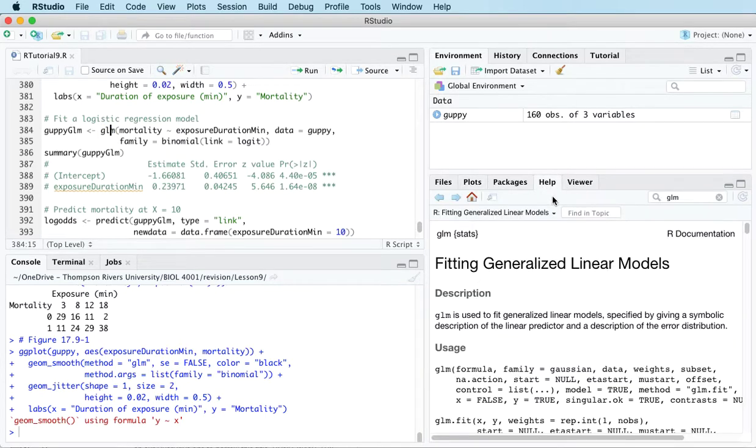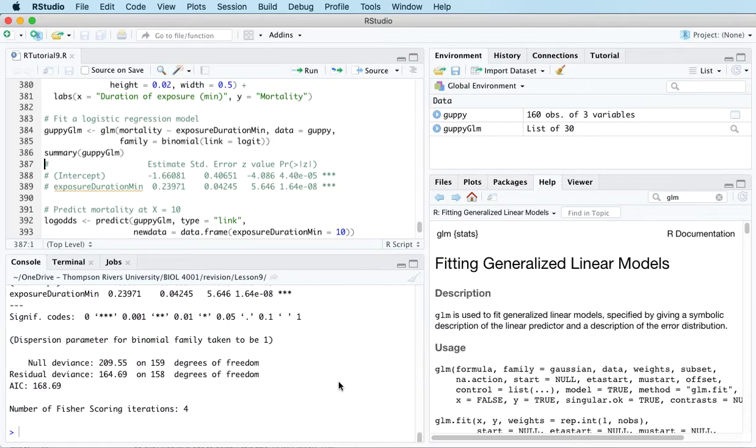Generalized linear models is a whole class of models, and there's lots of different types of generalized linear models. So to specify a logistic regression model, we have to set this argument here, the family. If we write binomial here and then parentheses link equals logit, close parentheses, then that's what R understands to be a logistic regression model.